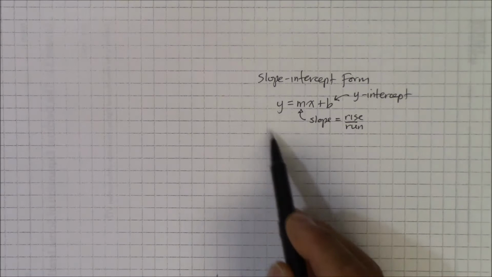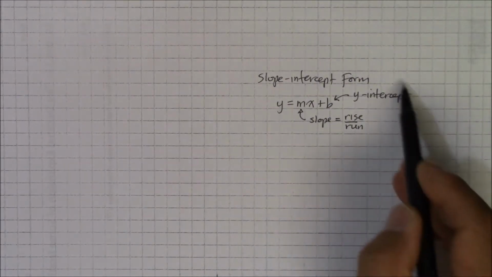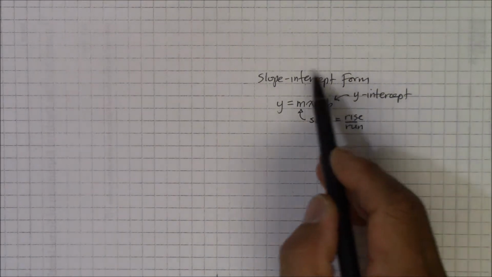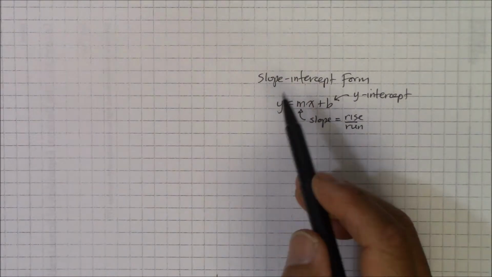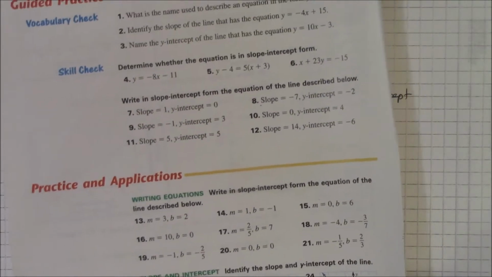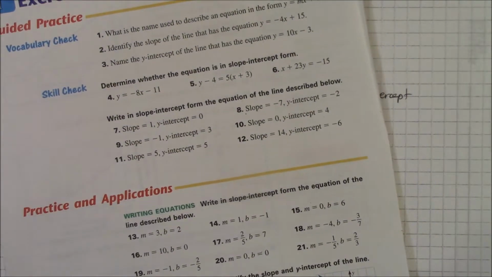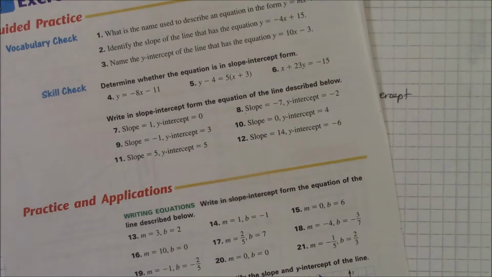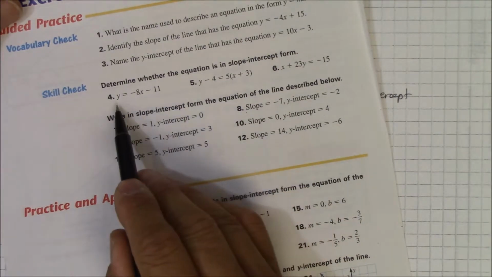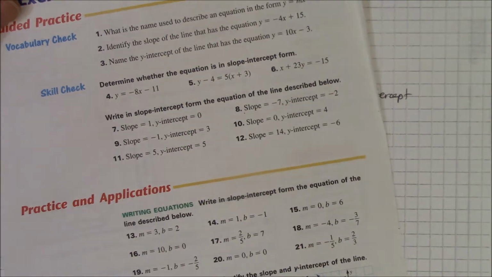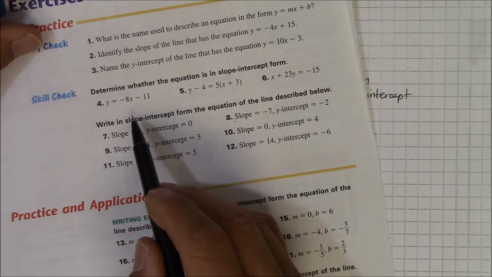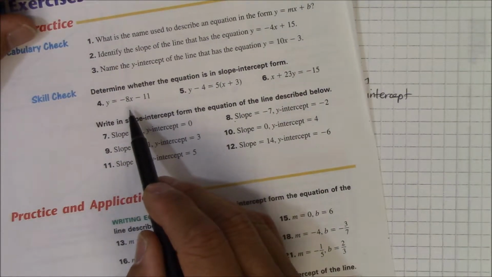And using this as a rule for writing the slope-intercept form, we're going to answer some of these questions, particularly one from the homework assignment. So let's look at this page that was assigned. First of all, let's look at numbers 4, 5, and 6. It's a simple yes or no question, whether it's a slope-intercept form or not.